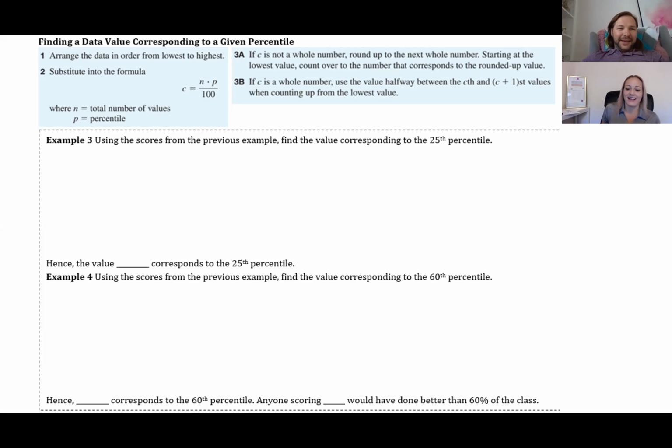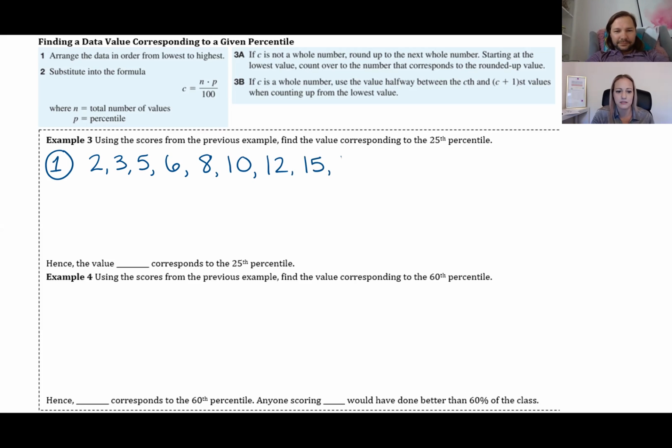Okay. So now we're basically going to go the other way from what Dr. Insko was just doing in that last example. So now we're going to try to find a data value corresponding to a given percentile. I have the steps there for us in the notes, so we're just going to follow those as we go through example 3. Example 3 says, using the scores from the previous example, we want to find the value that corresponds to the 25th percentile. Step 1 is to arrange the data in order from lowest to highest. So I'm going to take those 10 values from the previous example and jot them down on my paper and put them in order from least to greatest.